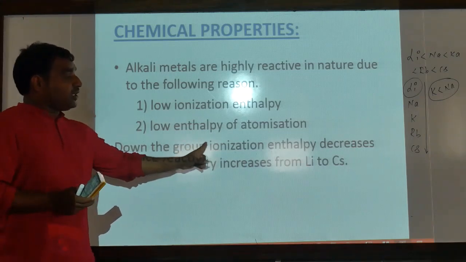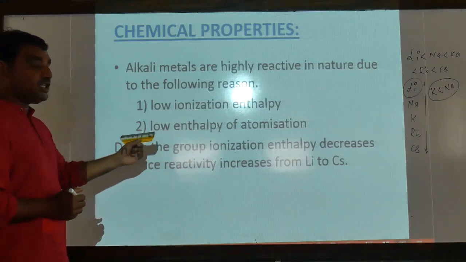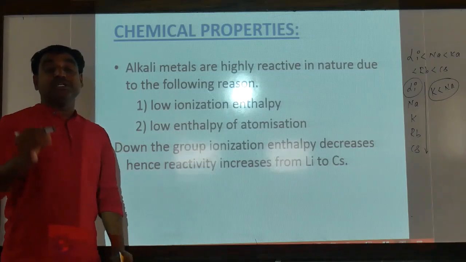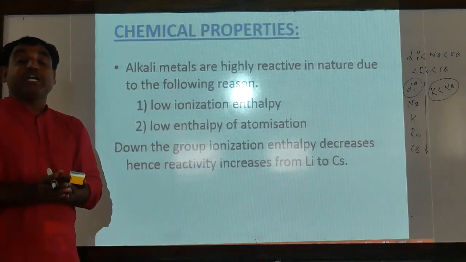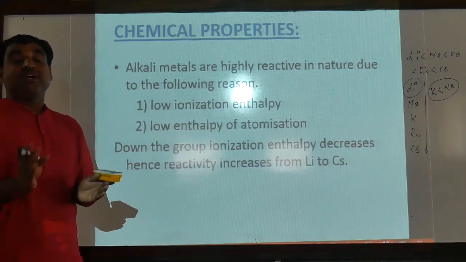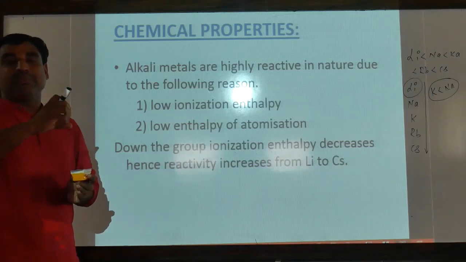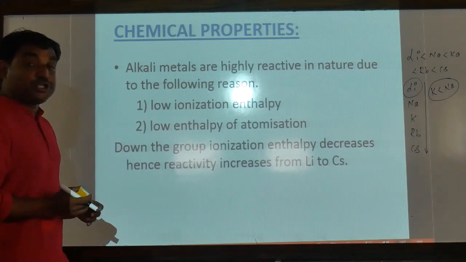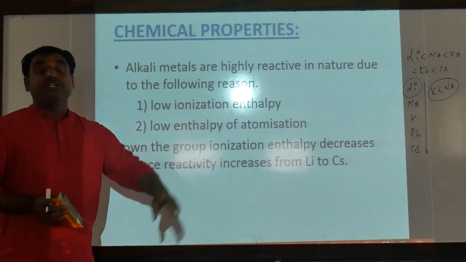Down the group, ionization enthalpy decreases. Yesterday in class we were discussing ionization enthalpy. It's very important. Down the group ionization enthalpy decreases because size increases. Size increases means attraction decreases. If the attraction is less, it can easily lose the electron. We can pick out one electron from the atom with the lowest ionization enthalpy. Hence the reactive nature increases from lithium to cesium.